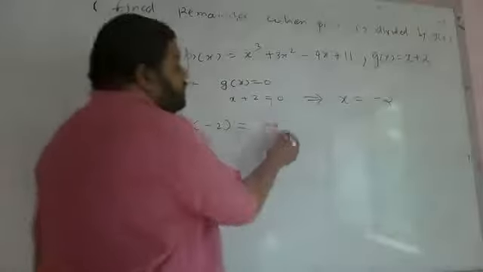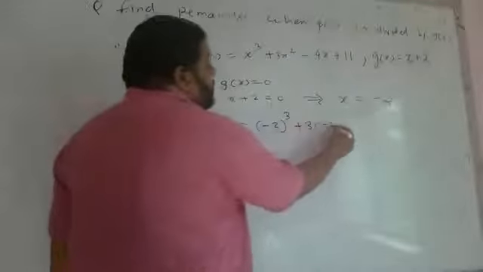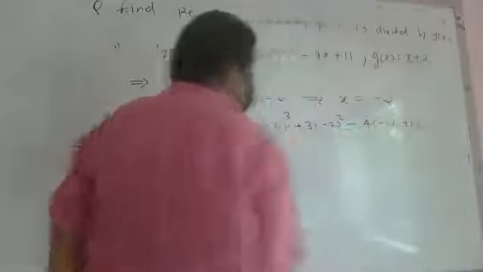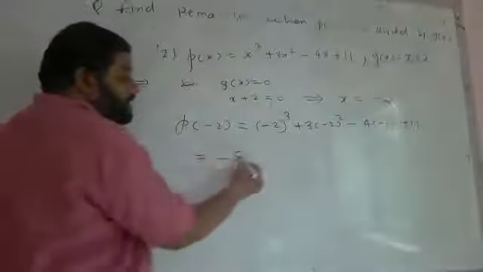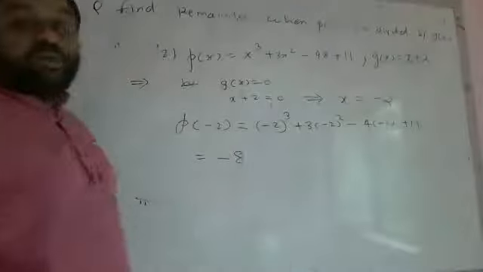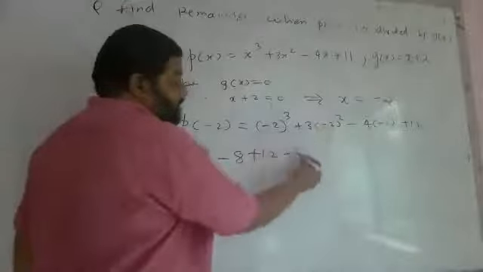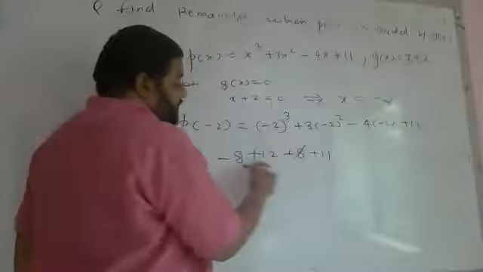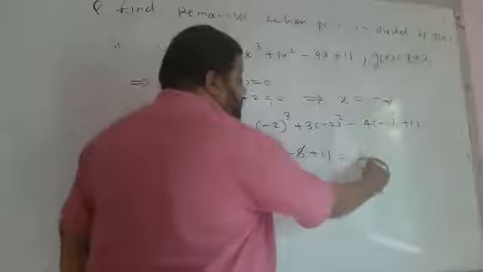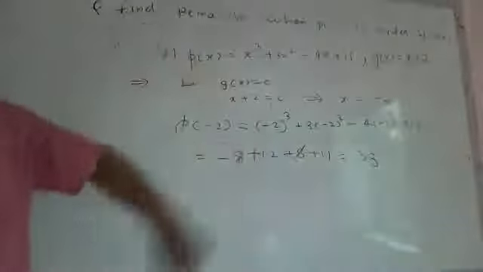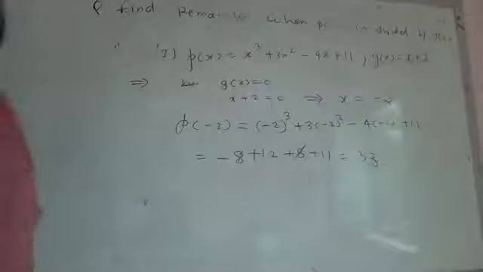So minus 2 cube plus 3 into minus 2 square minus 4 into minus 2 plus 11. Minus 2 cube is minus 8. Minus 2 square is 4. 4 into 3, 12. Minus into minus plus 8 plus 11. Minus 8 plus 8 cancel. 11 plus 12, 33. So this will be the answer. Yes, got it? What is the concept?